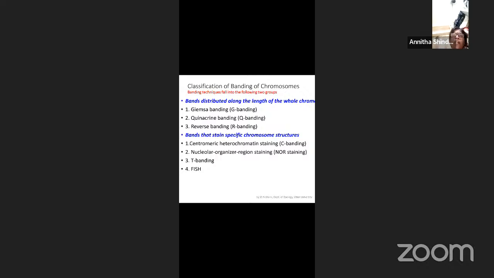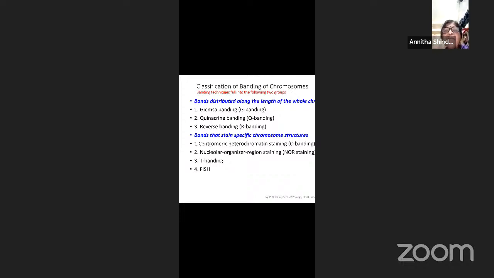It is called fluorescent in situ hybridization. So, the classification of banding of the chromosomes: they have bands distributed along the whole length. Under that, three banding techniques have been included, and the bands that stain only specific chromosome structures; in these four techniques actually have been included.